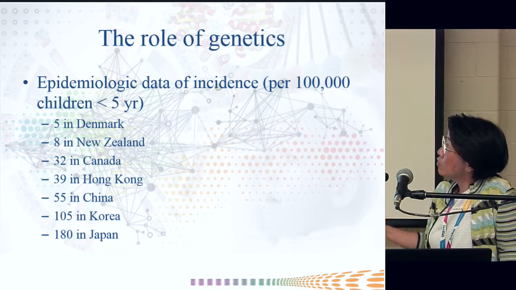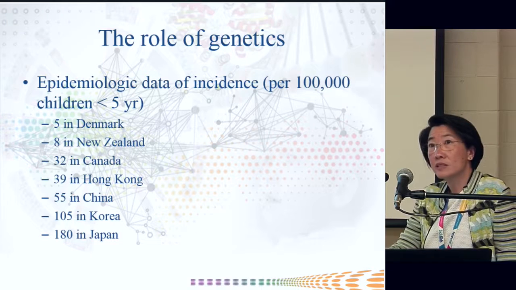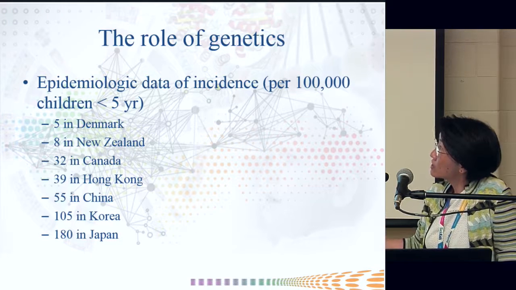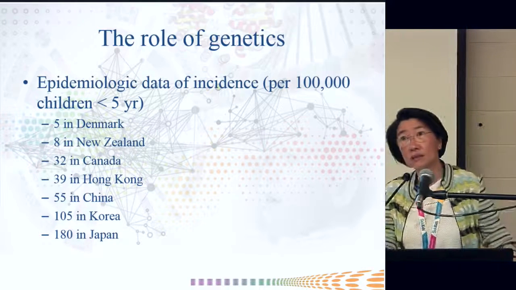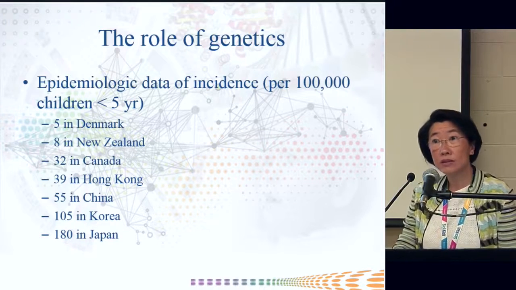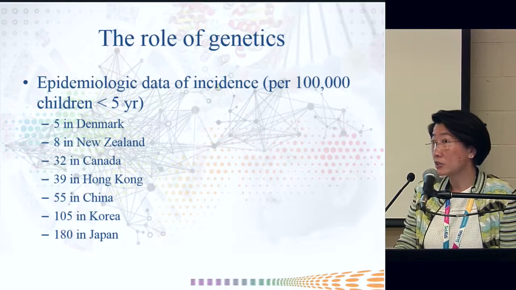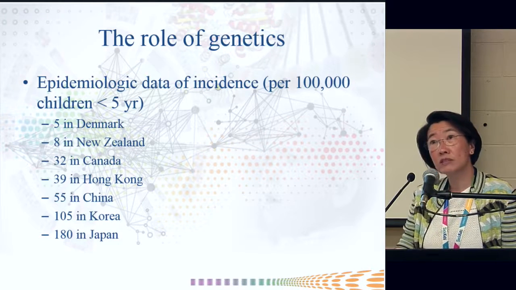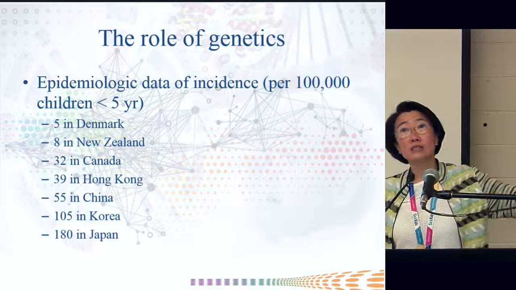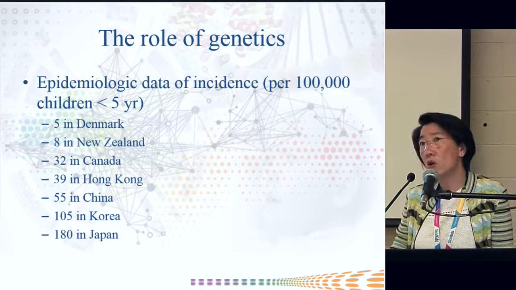And we know from worldwide surveillance that the incidence of Kawasaki disease varies tremendously across the world, from the lowest in Denmark and New Zealand, single digits, to the highest in Japan. In fact, the most recent surveillance in Japan shows that the incidence is about 230 per 100,000 children under the age of 5. And in fact, when children in Japan move to the United States, their incidence does not change. So that points to really the strong role of genetics.